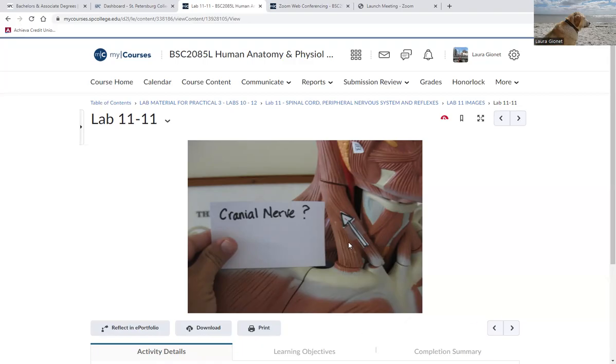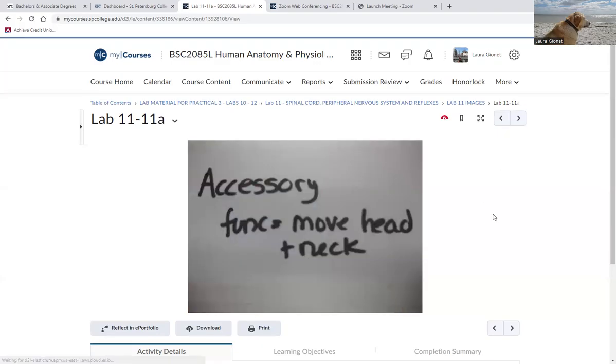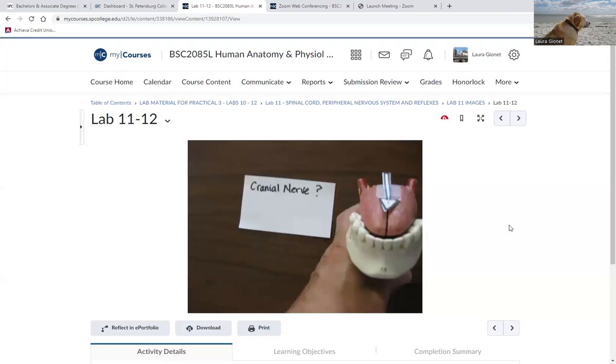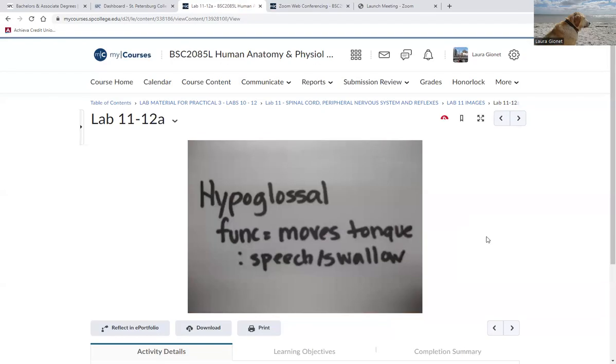Okay, we're pointing to sternocleidomastoid, but we could also be pointing behind that index card to trapezius. What cranial nerve? That would be the accessory nerve. Oh, here's the alien tongue model. Yay. So here we're talking about speech. So that would be glossopharyngeal and hypoglossal, glossopharyngeal as well.